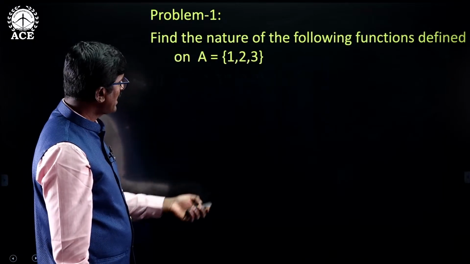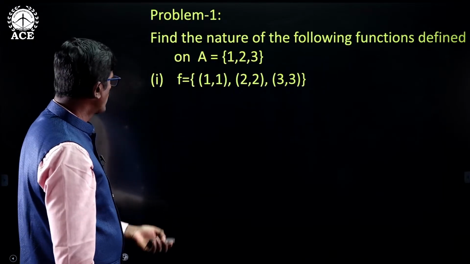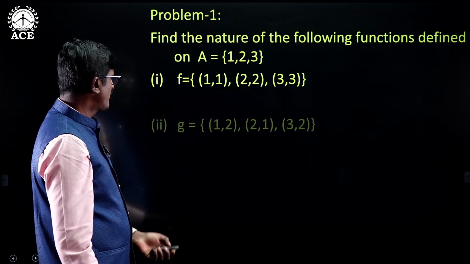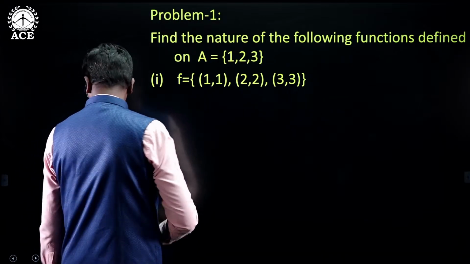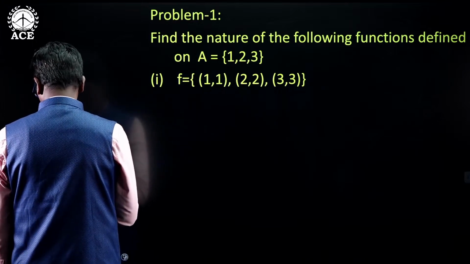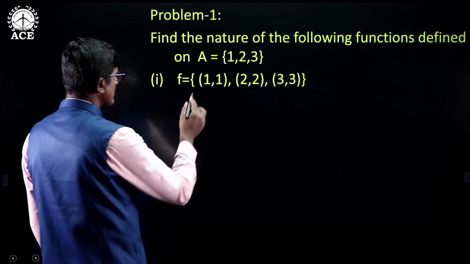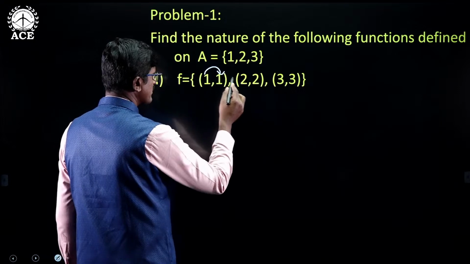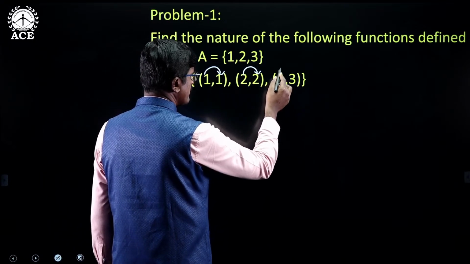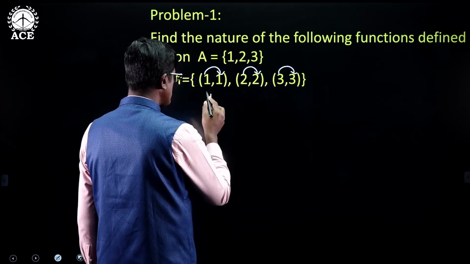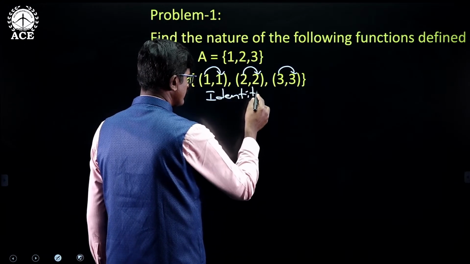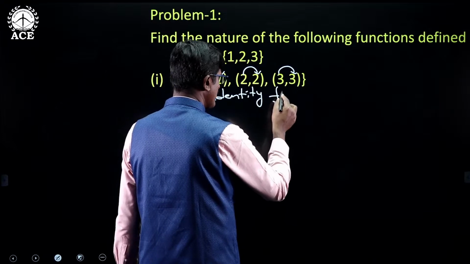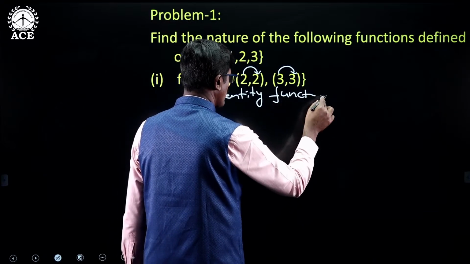Now look, I am taking some mappings, we'll see what the types of these functions are. The first one, so what type of function is it? The image of every element is itself. 1 is mapped to 1 itself, 2 is mapped to 2 itself, 3 is mapped to 3 itself. Therefore, this is the identity function.